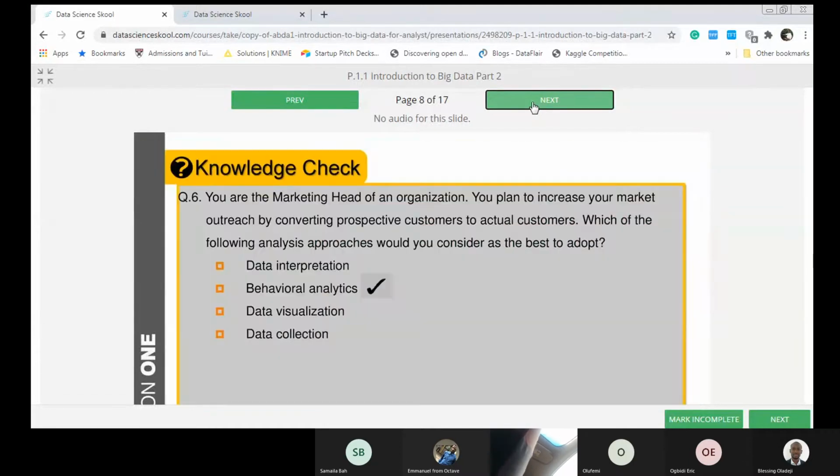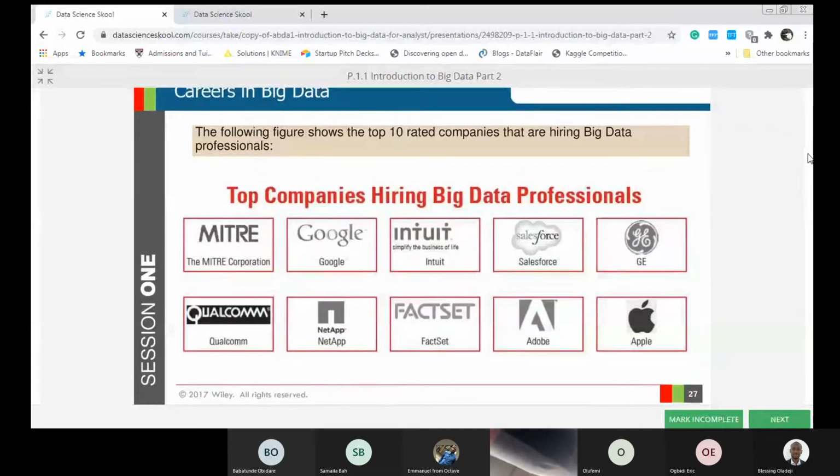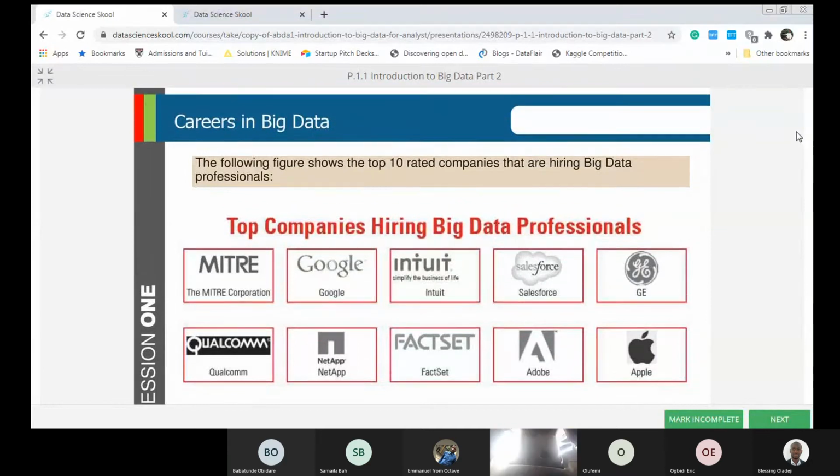So, careers in big data. Indirectly, I think I've mentioned this. In Nigeria today, who are the biggest employers of people that have big data competencies?